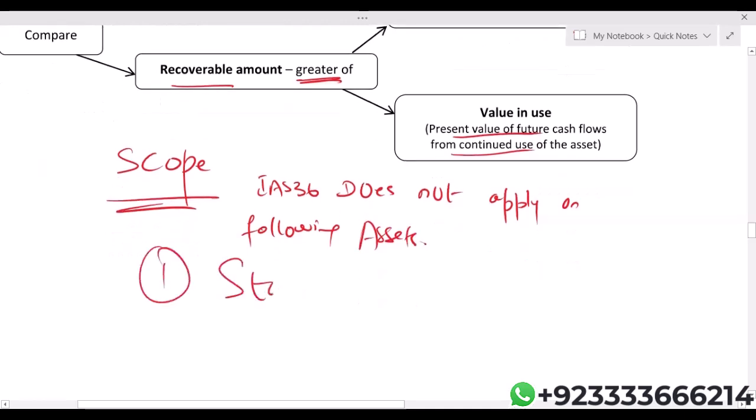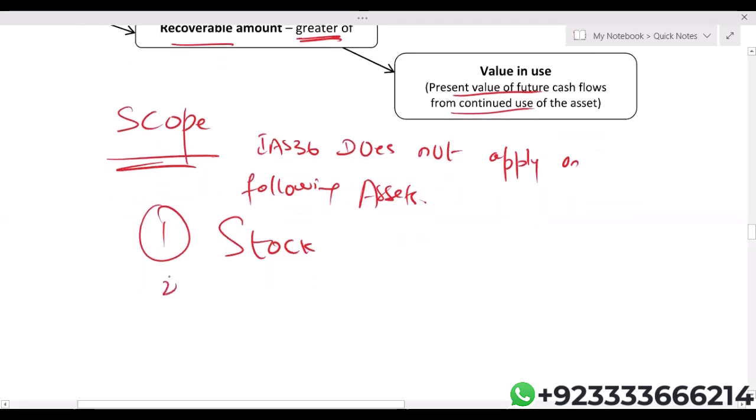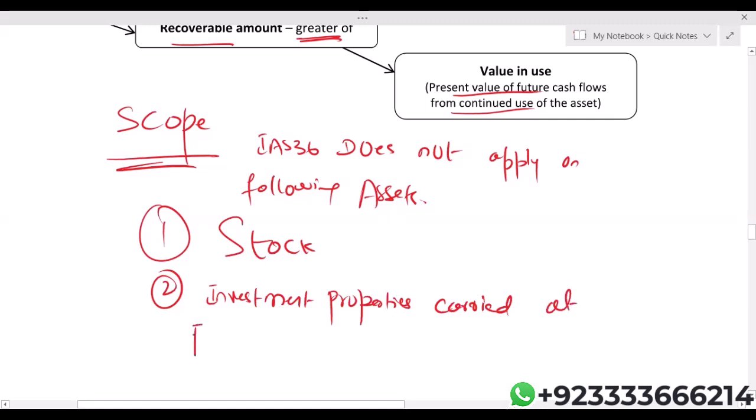Number one is obviously stock. The applicable standard for stock is IAS 2, and IAS 2 says cost or NRV, whichever is lower. So IAS 36 is not applicable on stock. IAS 36 is not applicable on any other current assets. Okay. IAS 36 is not applicable on investment properties carried at fair value model.